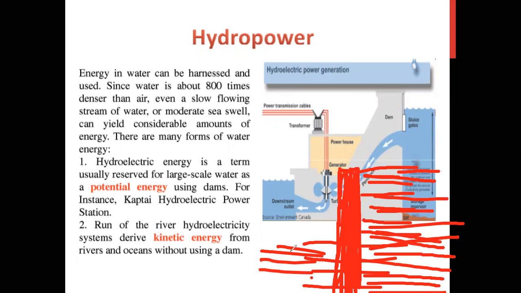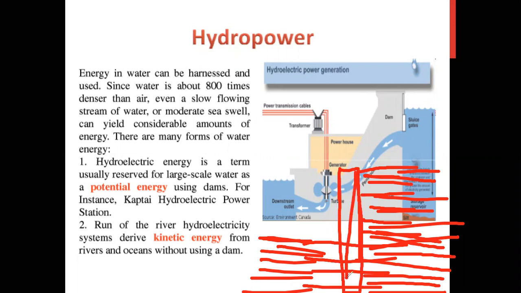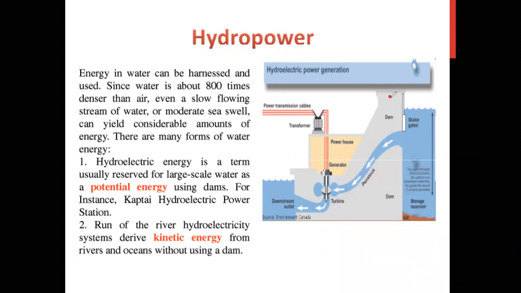What happens next is that we need to make a gate. Suppose we are making a gate in between, and from that gate we will pass the water. So here you can see that first of all they create a dam. The water on one side is higher and the water level on the other side is lower, so there is a height difference created by the dam.